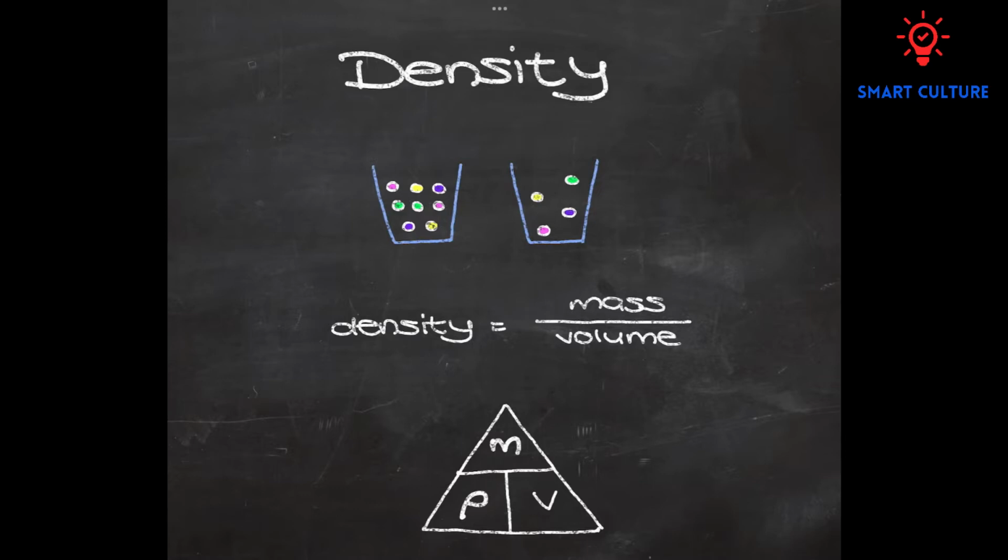Density is defined as the mass per unit volume of a substance and is given in the equation: density is equal to mass over volume. We also have this really handy triangle which allows us to easily visualize the equations we need to use to find a given parameter.